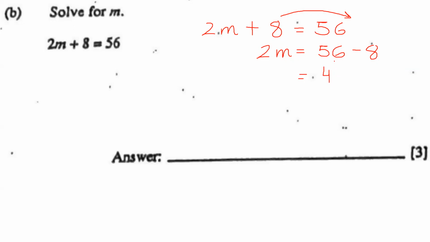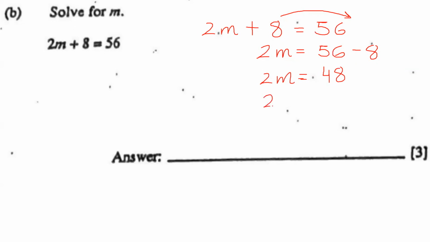My bad. 56 minus 8 is 48, because it's basically your 8 times tables. Then we have 2m equals 48. Again, 2m equals 48. So here we're going to divide both sides by 2. The reason why we divide both sides by 2 is because we're dividing by the coefficient of m. That's why we're using 2.